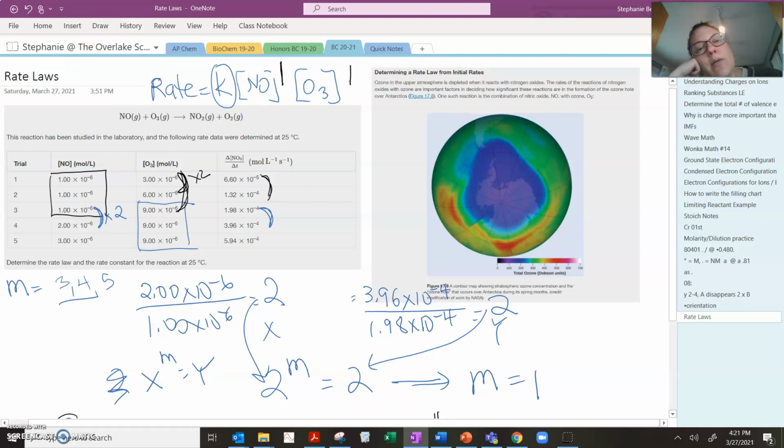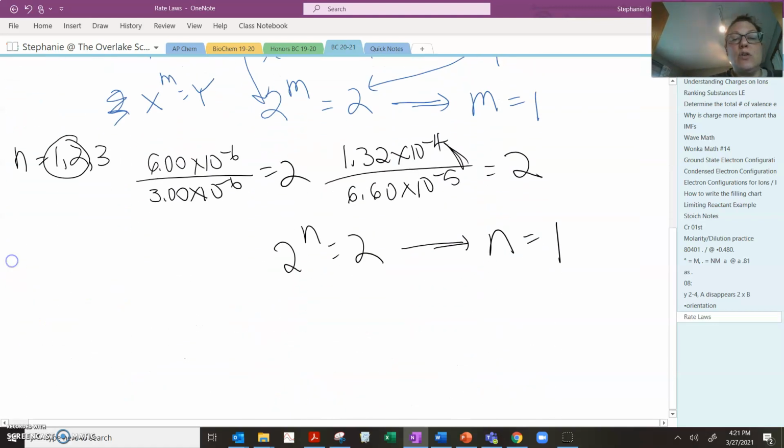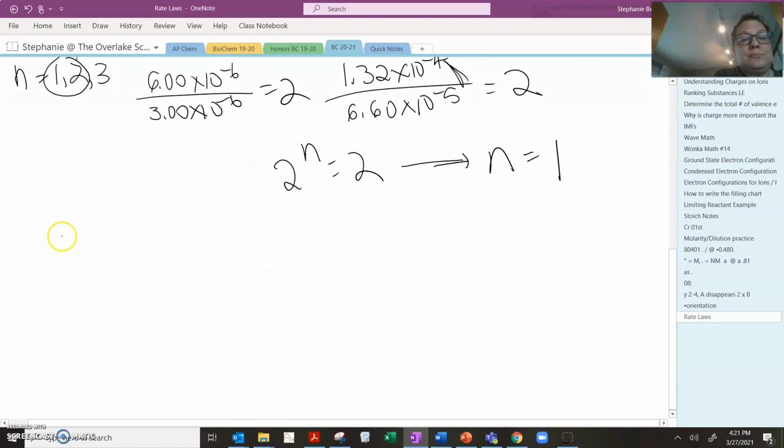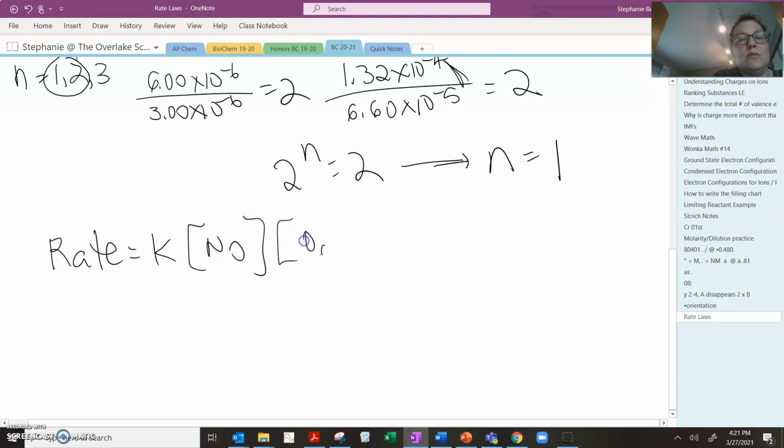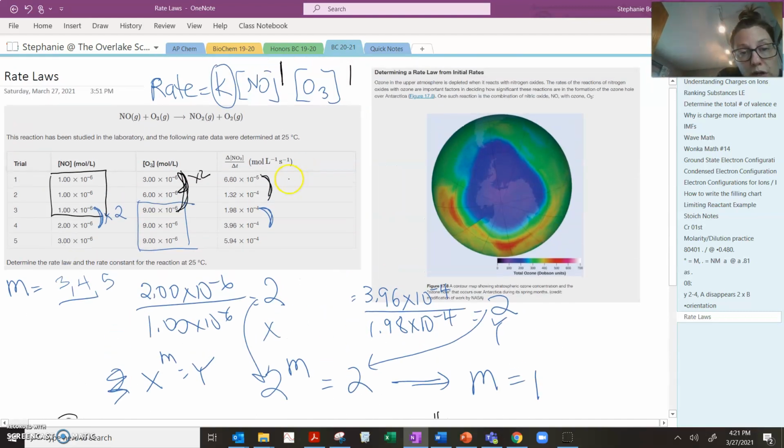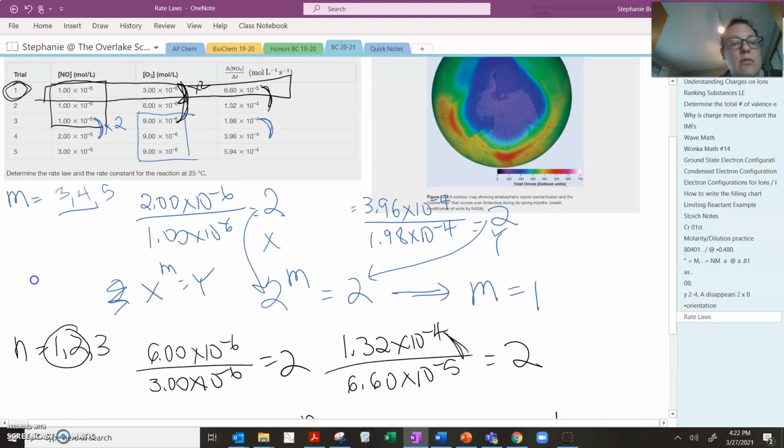Once I've determined my reaction orders, my last step is to determine the value of K. Remember, K is dependent on the temperature as well as the chemical reaction that you're running. And so we're going to use trial 1 data. Just drop down here. I'm going to drop those 1s because anything raised to the first power is itself. And I'm simply going to use this trial's worth of data, everything in that row, and I'm going to plug it into my rate.